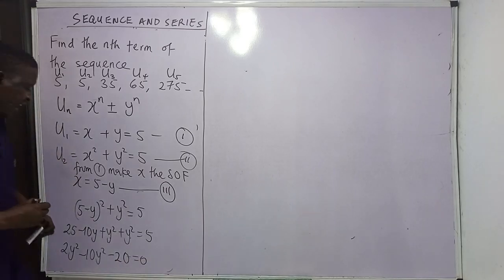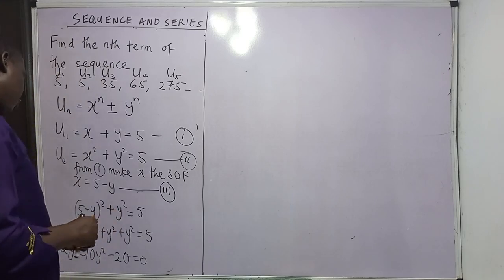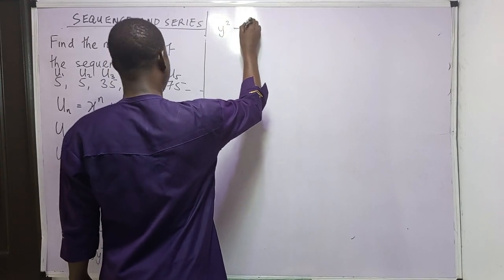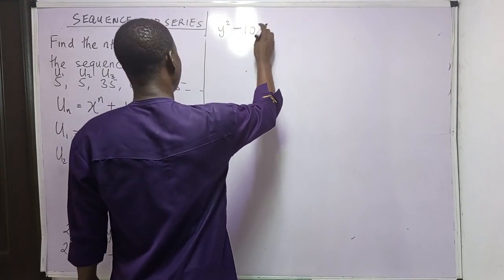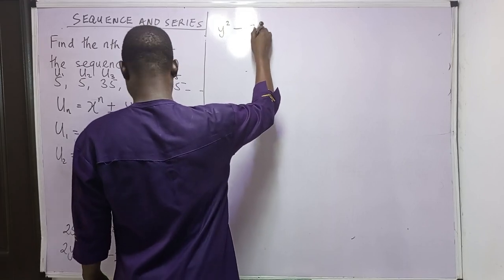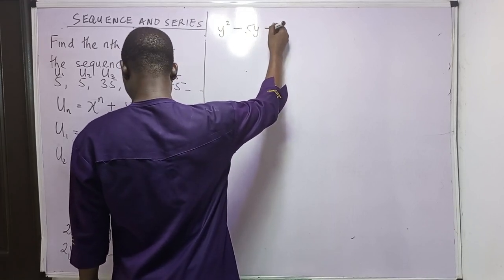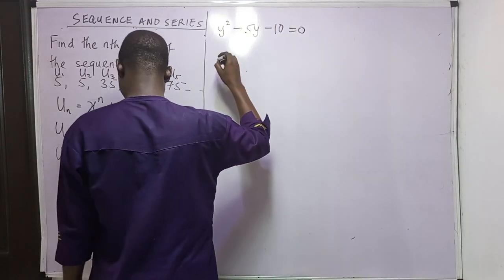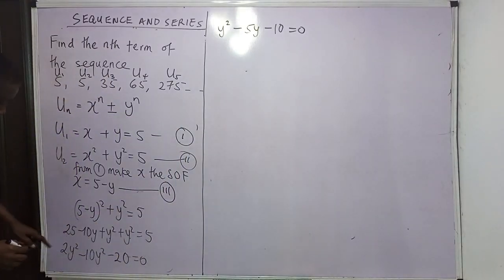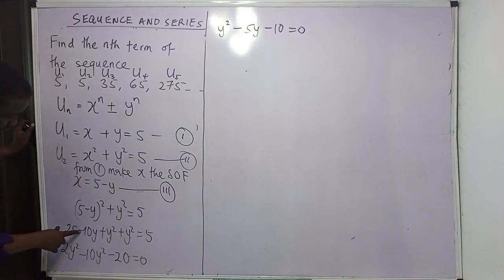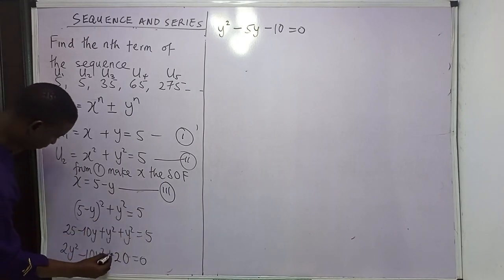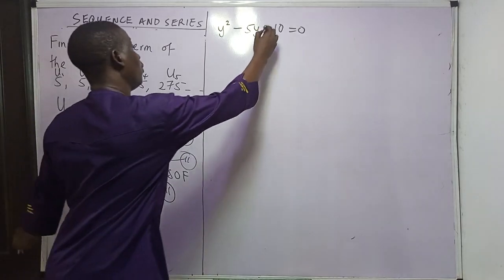So in that case, let me divide both sides by 2. I want to have y squared minus 5y plus 10 equal to 0.